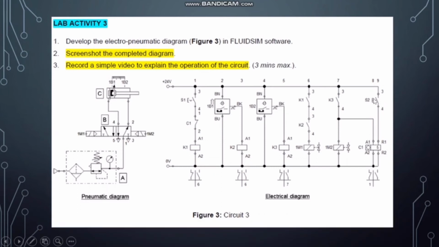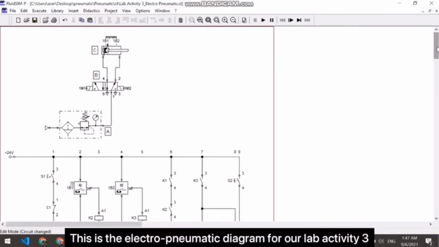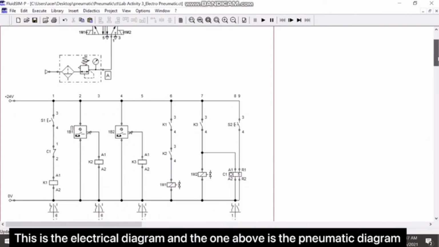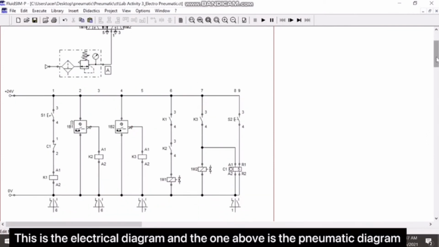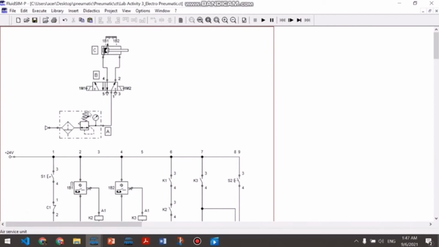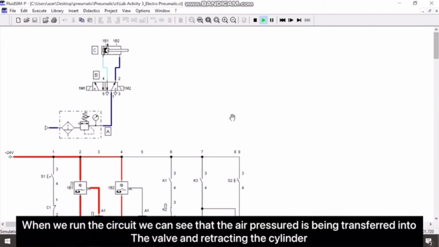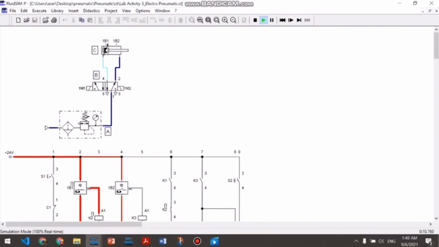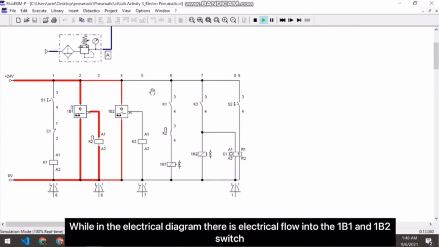So let's move to FluidSIM. This is the electro-pneumatic diagram for our lab activity 3. This is the electrical diagram and the one above is our pneumatic diagram. Let's run the circuit. When we run the circuit, we can see that the air pressure is being transferred into the air service unit, into the valve, and retracting the cylinder. In the electrical diagram, there is electrical flow into the 1B1 and 1B2 switches.